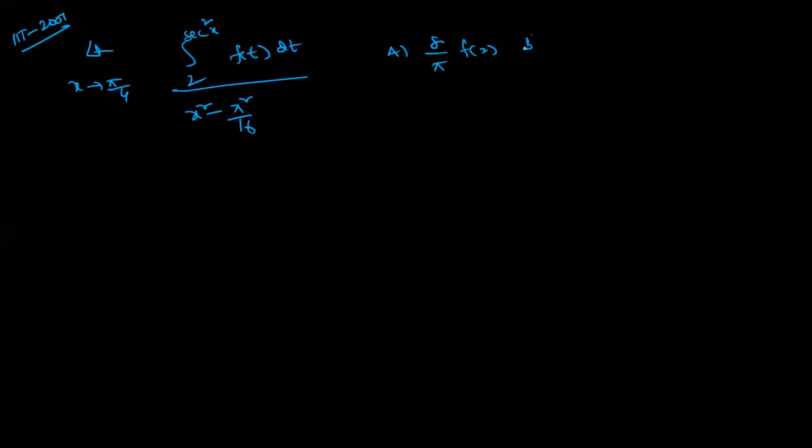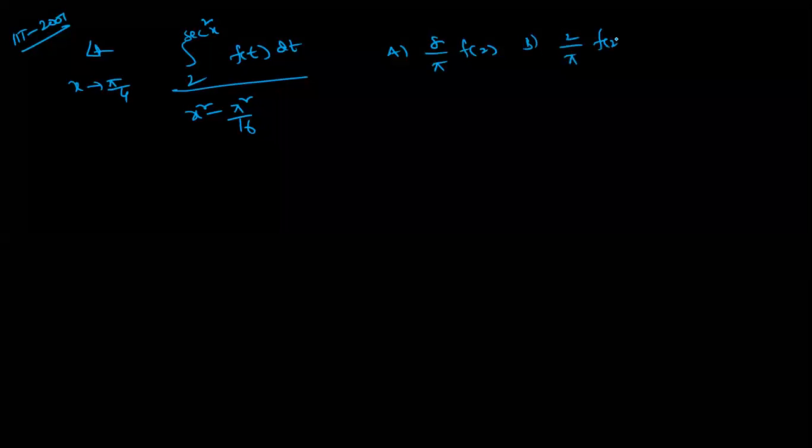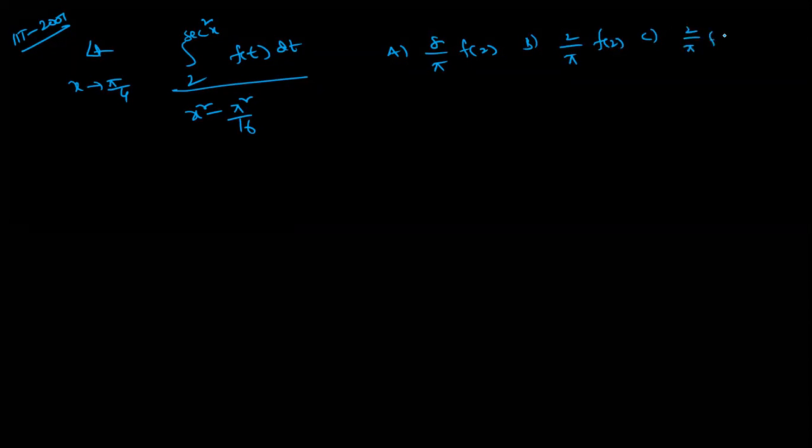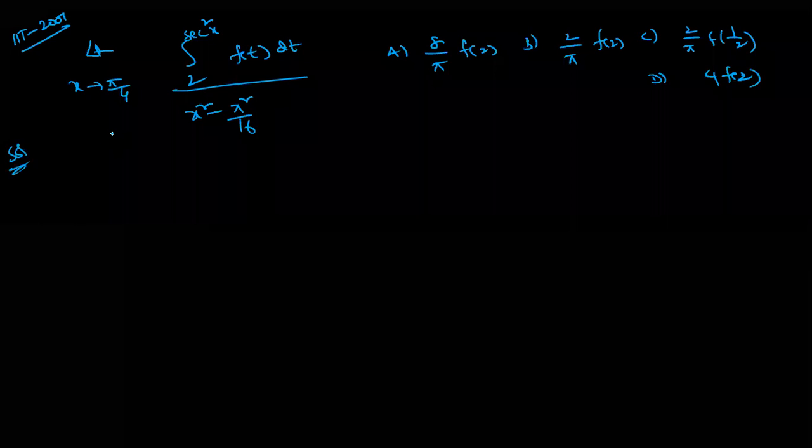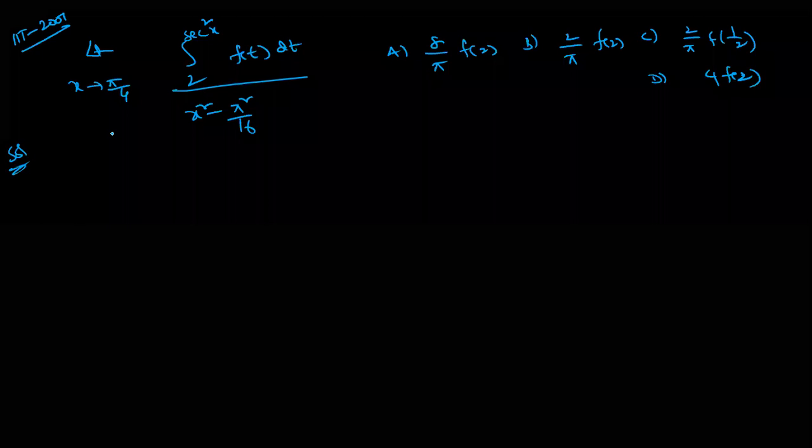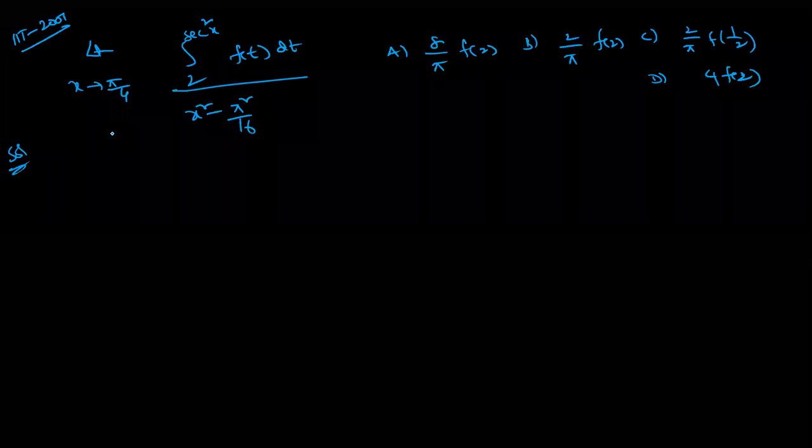Limit x tends to pi by 4 of integral from 2 to secant square x of f of t dt, whole divided by x square minus pi square by 16. Options: A, 8 by pi f of 2. B, 2 by pi f of 2. C, 2 by pi f of 1 by 2. D, 4 into f of 2. The previous one was a question like this, dear students. See, I'm saying every time try to revise previous questions also. It's very, very important, dear students.